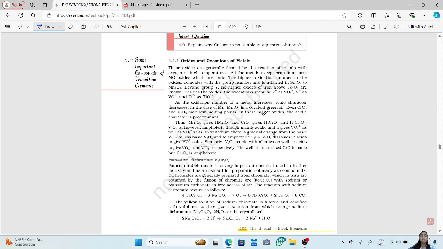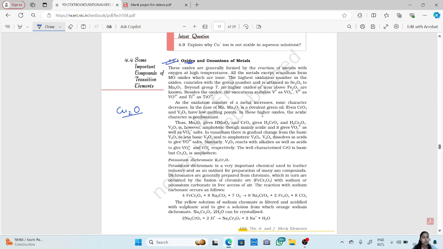So first is the oxides and oxoanions. Now what are oxides? Oxides are generally formed by the reaction of metals with oxygen. So when metals react with oxygen, at that time an oxide is formed. For example, Cu2O. So this is cuprous oxide, copper oxide.